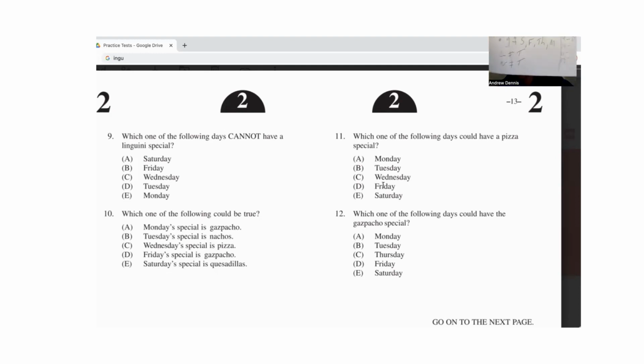Tuesday special is nachos. If you look at this thing, it says nachos cannot be Tuesday. We can eliminate B. Wednesday special is pizza. Again, where it says P, it says cannot be Wednesday. We can eliminate C. Friday special is gazpachos. Right here it says G cannot be Friday. We can eliminate D. The answer must be Saturday special is quesadillas.